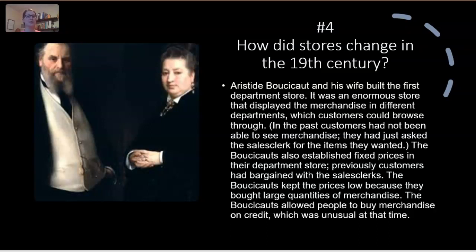The Boucicauts also established fixed prices in their department store. Previously, customers had bargained with the sales clerks. The Boucicauts kept the prices low because they bought large quantities of merchandise. The Boucicauts allowed people to buy merchandise on credit, which was unusual at that time.